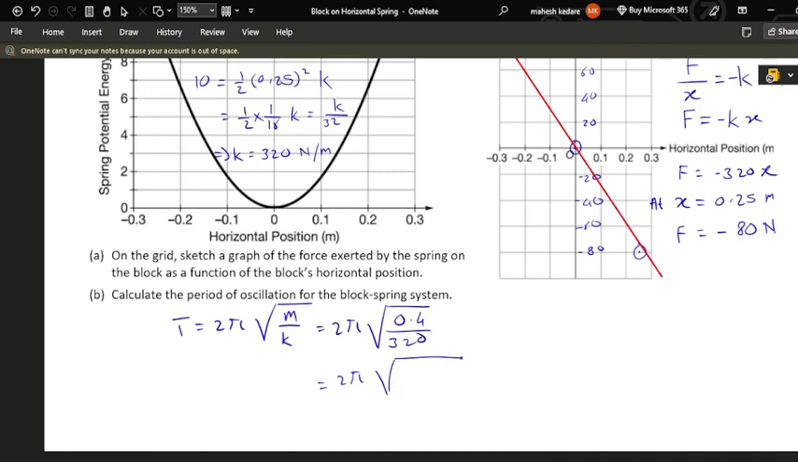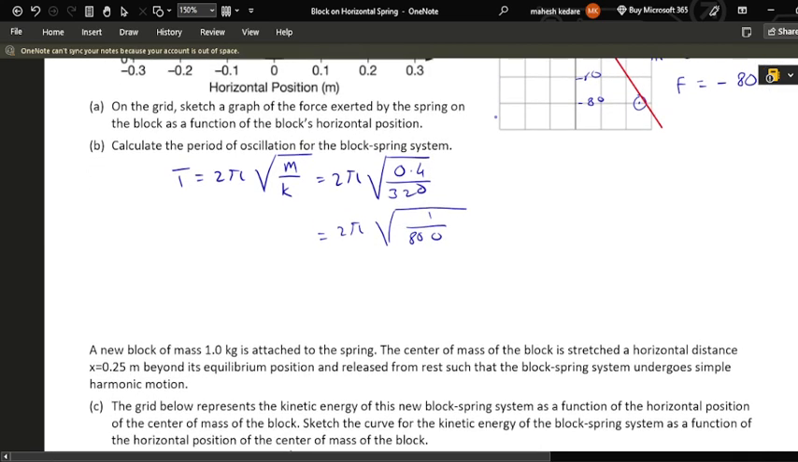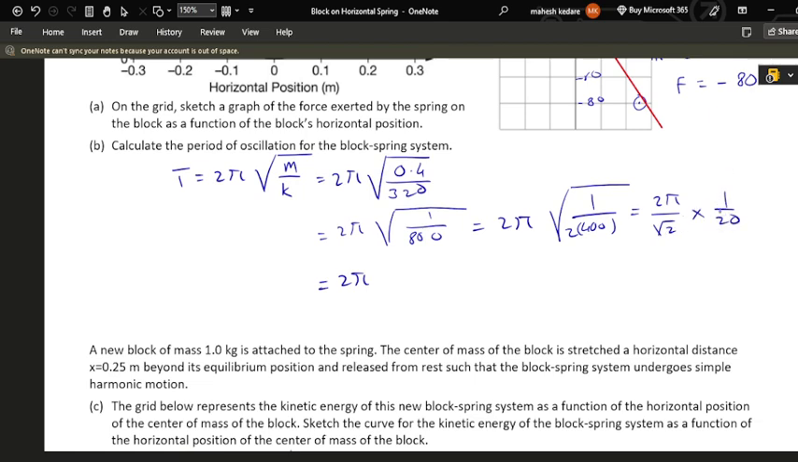So T equals 2 pi root of 0.4 upon 320. We can write this as 2 pi upon 2 into 4, which gives us pi root of 1 upon 20.